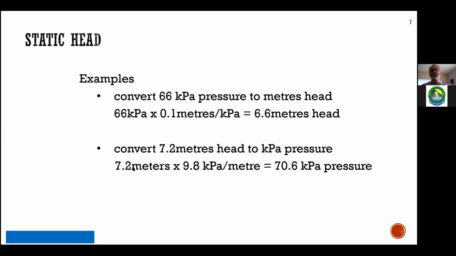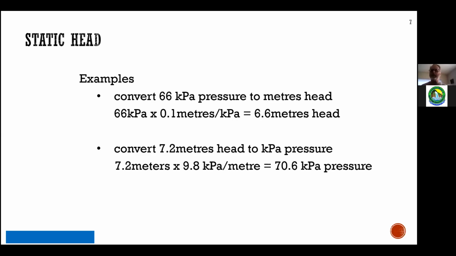So 7.2 meters in height, in elevation, in any of those vessels would translate to 70.6 kPa, right? We just multiplied by 9.8. And if we can do it one way, we can reverse it the other way. If the pressure gauge, and this is typically how operators look, they read a gauge, it's got to read out. In this case, the example is 66 kPa.